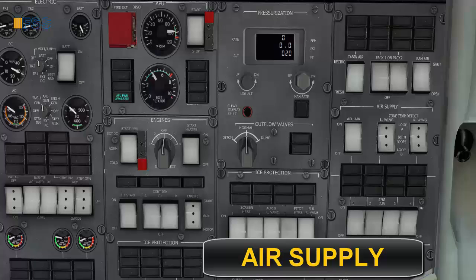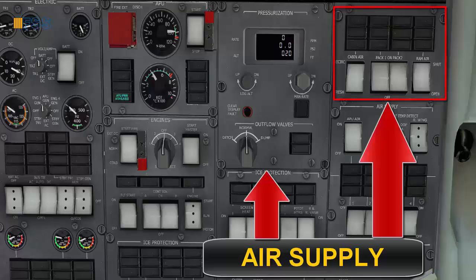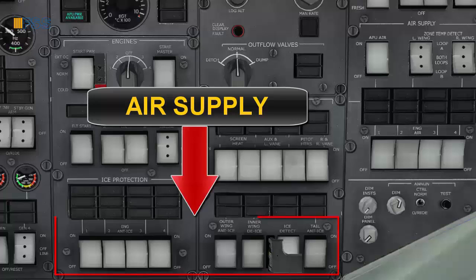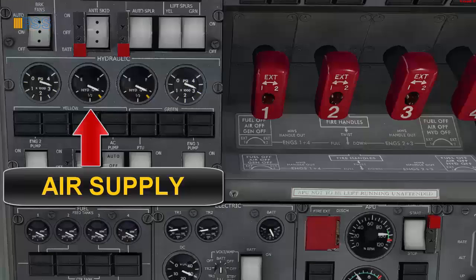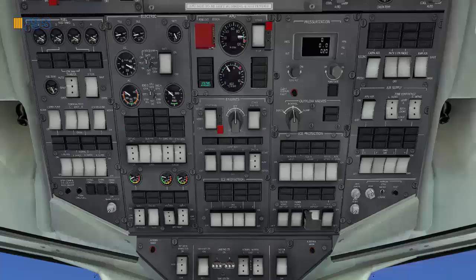The bleed air is used for the air conditioning and pressurization, airframe ice protection system, pressurization for the yellow and green hydraulic reservoirs, and others. The air supply controls and indications are located on the forward portion of the overhead panel.